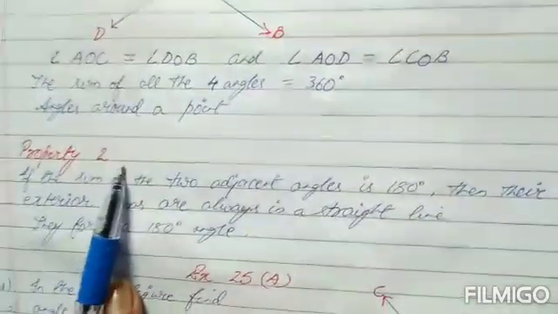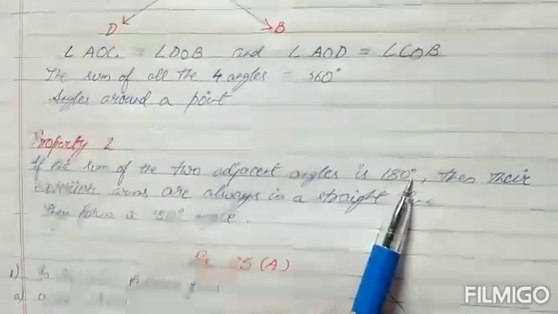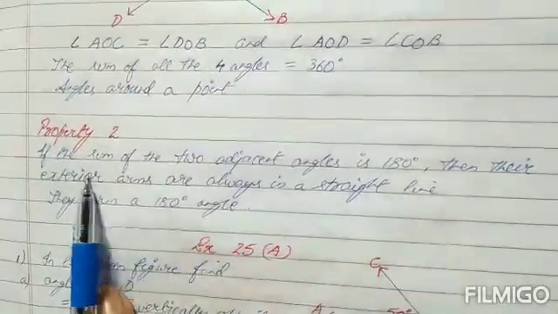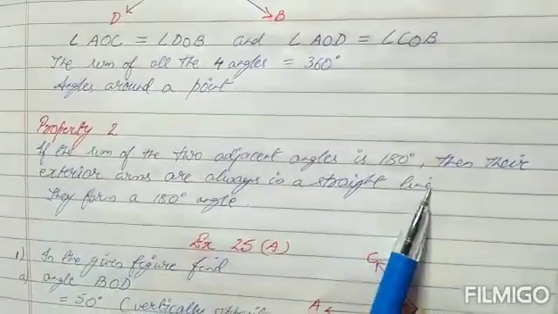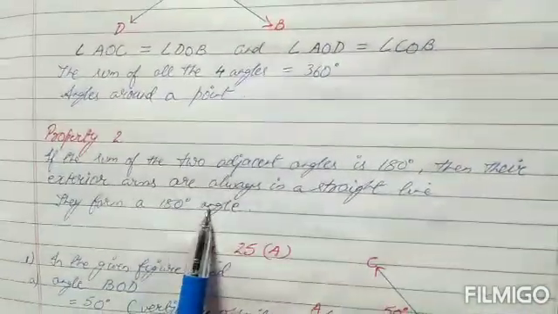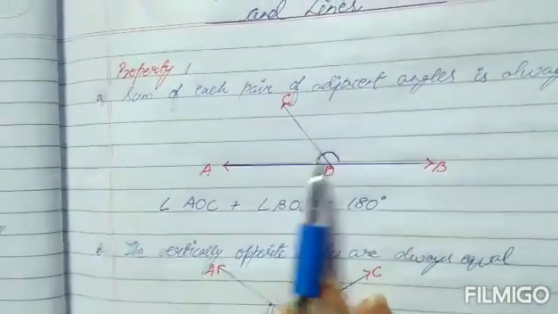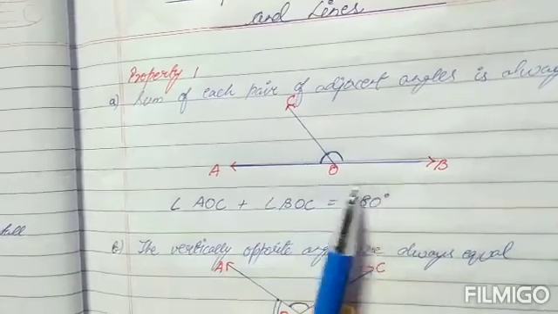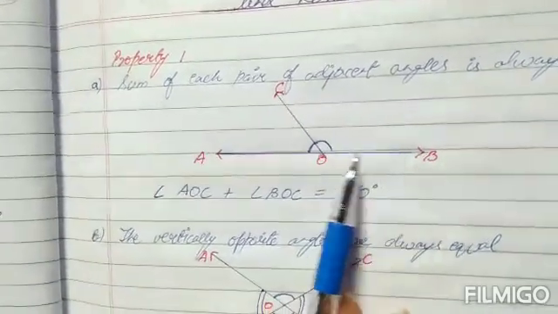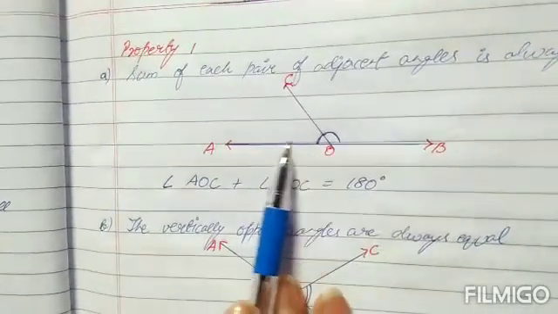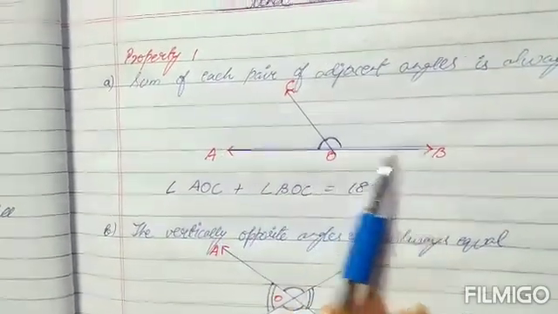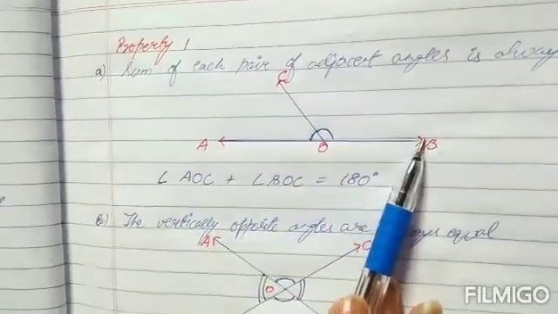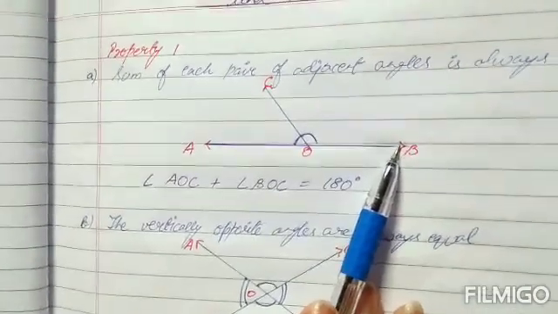Coming to property 2. If the sum of the two adjacent angles is 180, then their exterior arms are always in a straight line. They form a 180 degree angle, as you can see over here, children. These are the two adjacent angles. The sum of these two angles is 180. Why? Because we can also see that their exterior arms are together a straight line. So that is the second property.